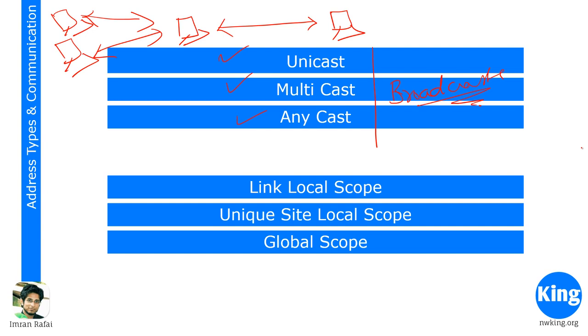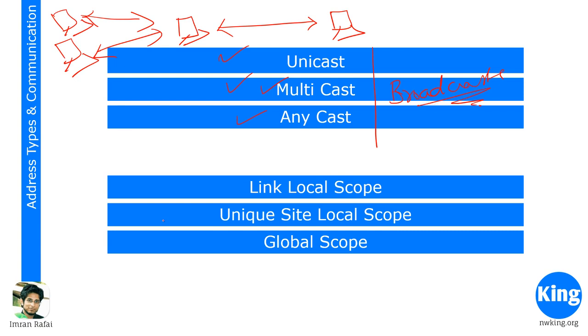It doesn't mean that broadcast has gone, so there's no broadcast. Multicast in IPv6 would do almost everything that broadcast did, but in a much more efficient way. So broadcast as broadcast is not there, but multicast would do everything that broadcast did.